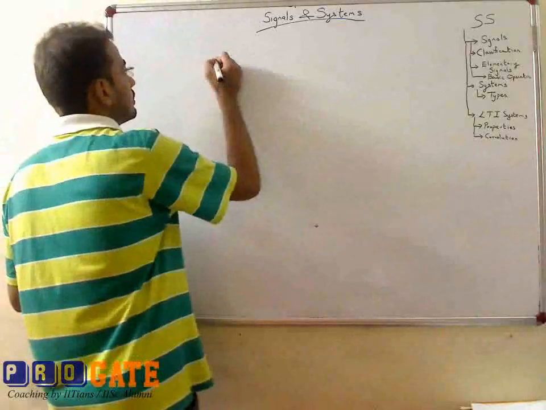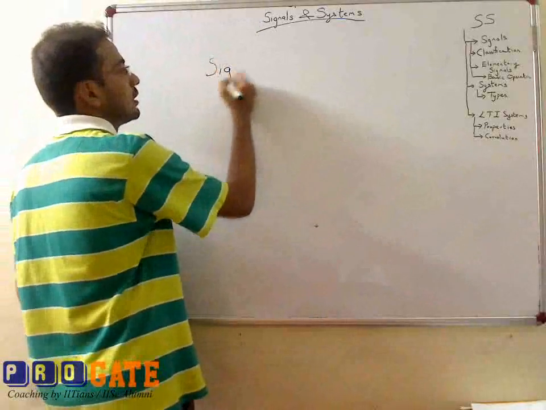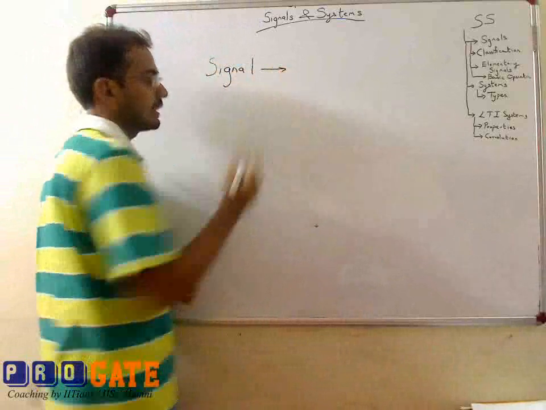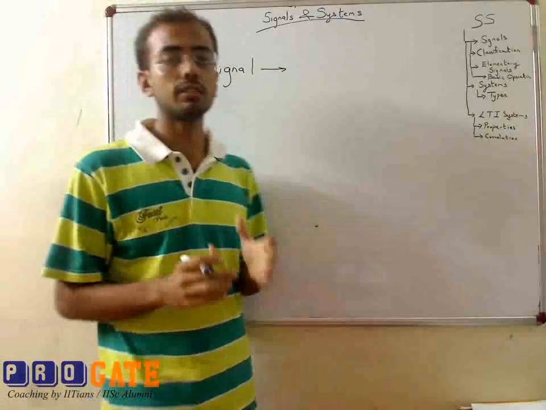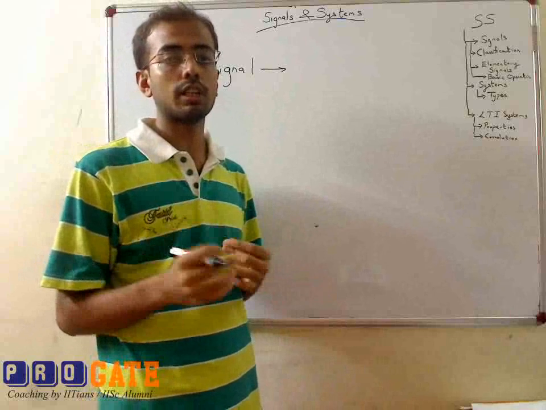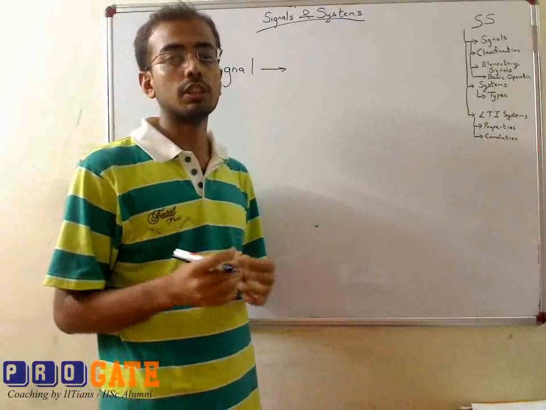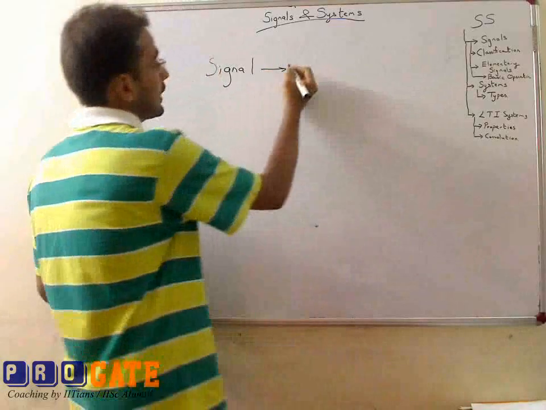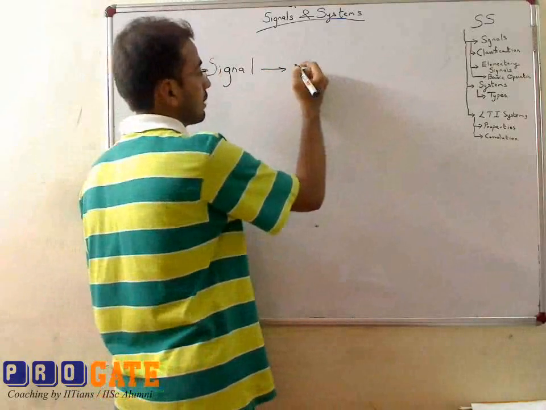Now, starting with signal. The basic definition of a signal is any information or any quantity or any magnitude which gives you some information. It is dependent on one or more independent variables.